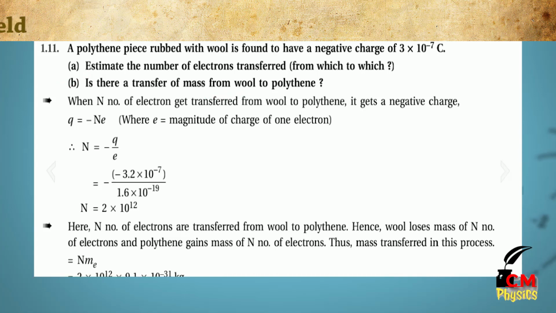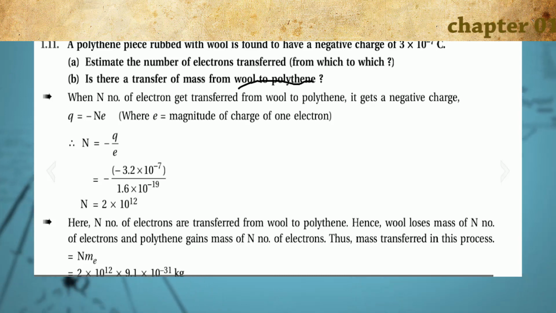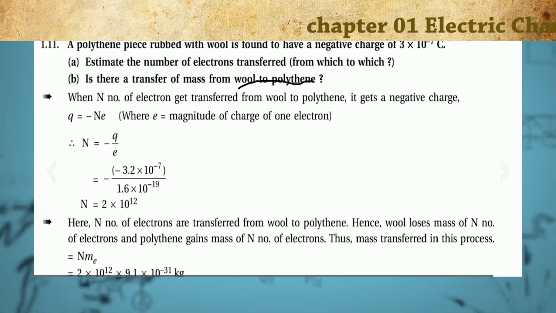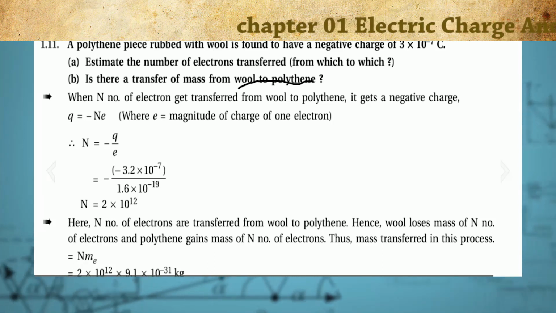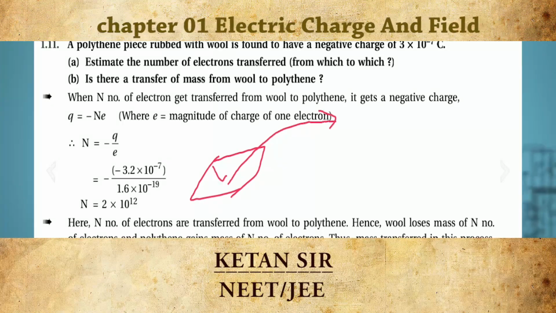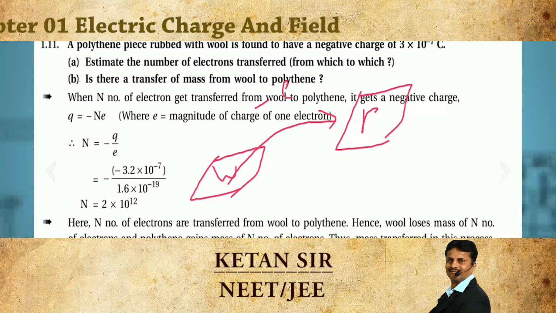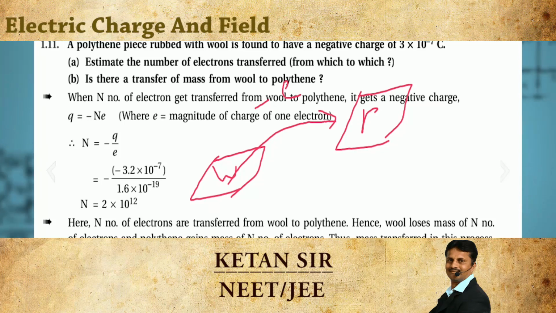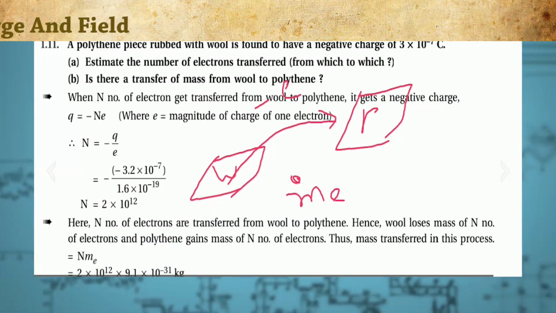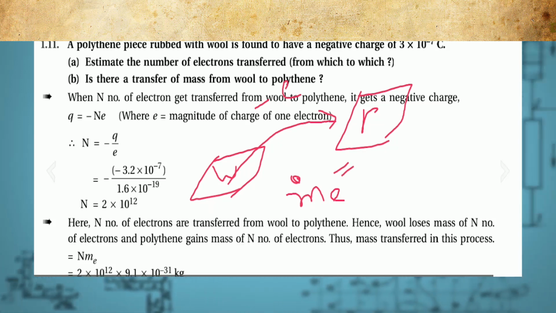This is the hint. This one is a hint of the first part. If electron is transferred from wool to polythene, one thing is charge is shifted from wool to polythene, but electron is a massive particle. That means there is some mass of electron, and mass of electron is 9.1 into 10 raised to minus 31.